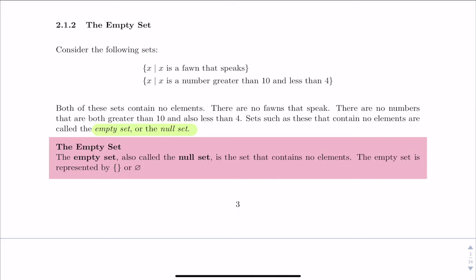And so we can indicate this by an empty pair of curly braces or the null symbol, which is a 0 with a slash through it. You do have to be careful though, because if you put the null symbol inside your braces, that is not the empty set.